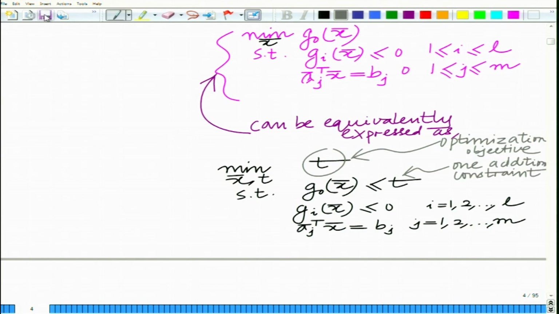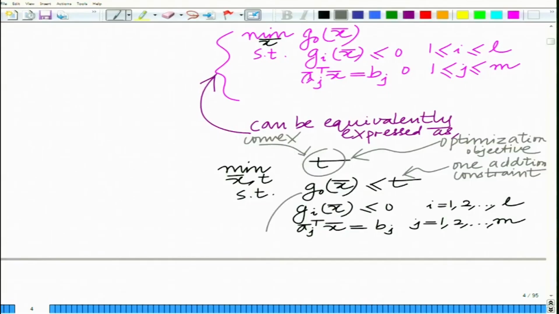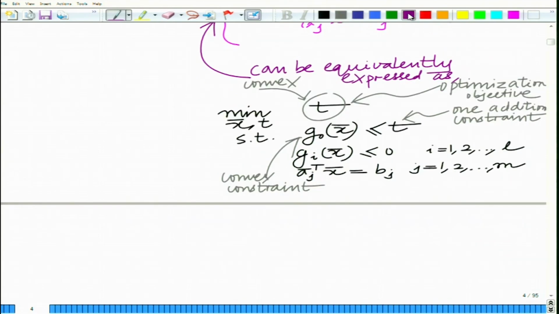And the point is that this is still a convex optimization problem, because if you look at this objective, it is simply linear, simply t. So, this is convex, a simple function of t, and we already said the function g_0(x bar) is a convex function. So, g_0(x bar) less than or equal to t, that is a convex constraint, a convex function less than or equal to t. So, that is allowed in a convex optimization problem. So, this is a convex constraint, and therefore, this is still a convex optimization problem. It is a very simple and elegant reformulation that simplifies many complex convex optimization problems.